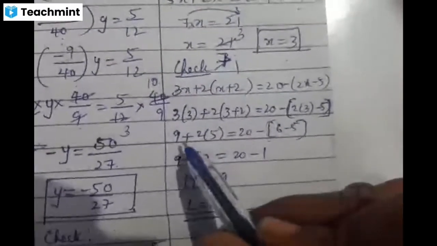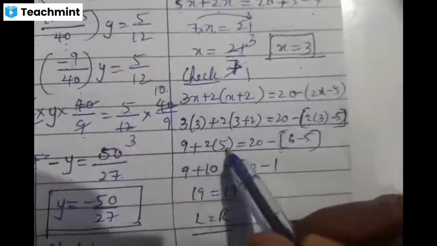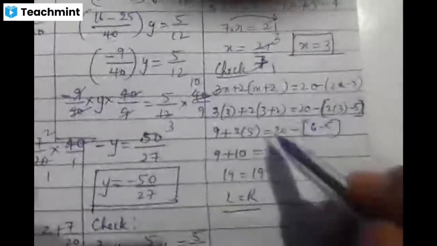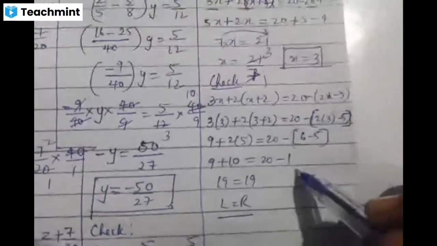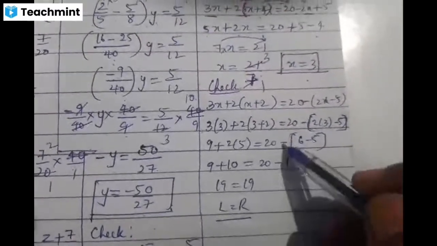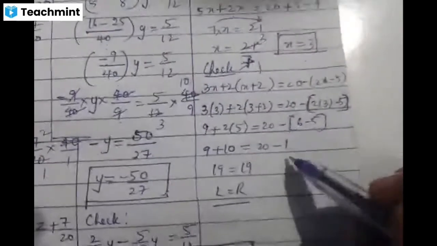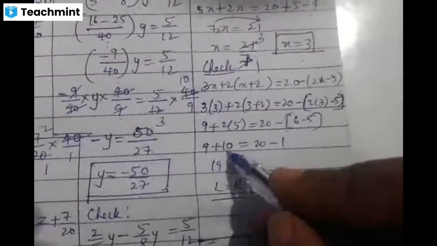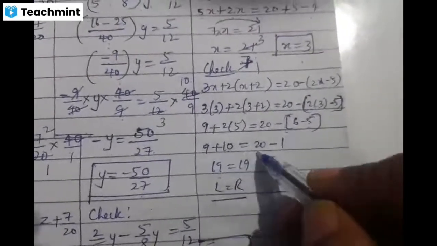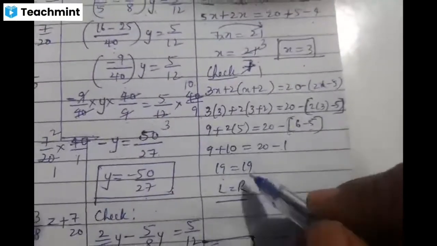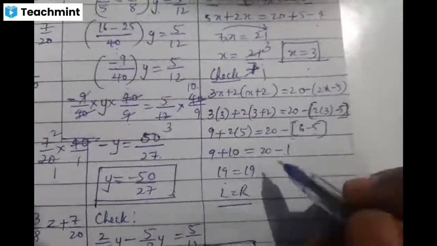In the next step, 9 plus 2 fives are 10 is equal to 20 minus 6 minus 5 is 1. Minus sign is outside, keep it as it is. 6 minus 5 is 1. Now 9 plus 10 is 19 is equal to 20 minus 1 is 19. Therefore, LHS is equal to RHS.